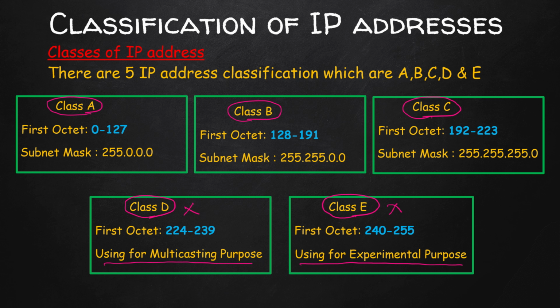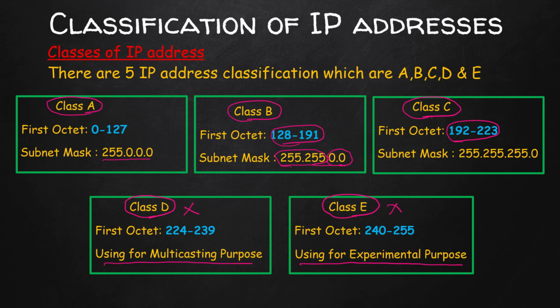If the first octet of an IP address is from 0 to 127, that is class A. If it is from 128 to 191, it is class B. If the first octet is from 192 to 223, that is a class C IP address. Here you can also see the subnet mask of class C: only one portion is network, and the remaining 3 portions are for the host. For the class B IP address, 2 portions indicate the network and 2 portions indicate the host part.